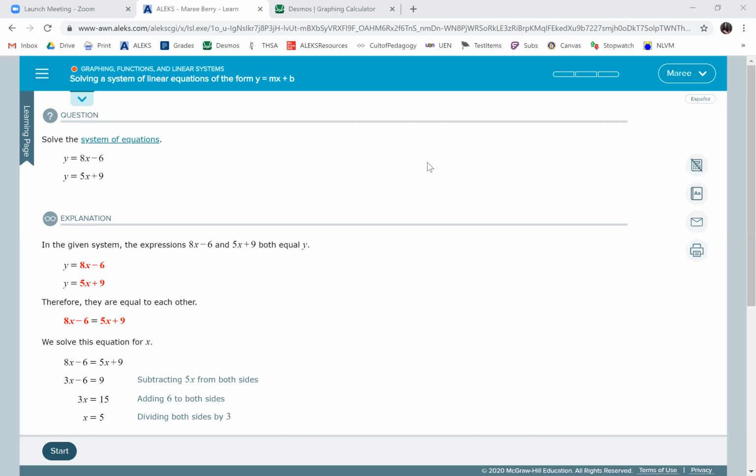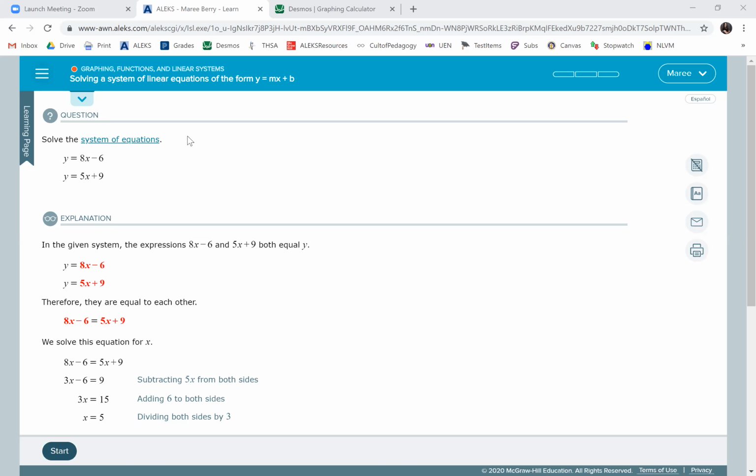So in this lesson, we're going to be solving a system of linear equations of the form y equals mx plus b. They're linear because they're both lines. To solve is to find a point where they intersect. And it's a system because there's more than one equation.